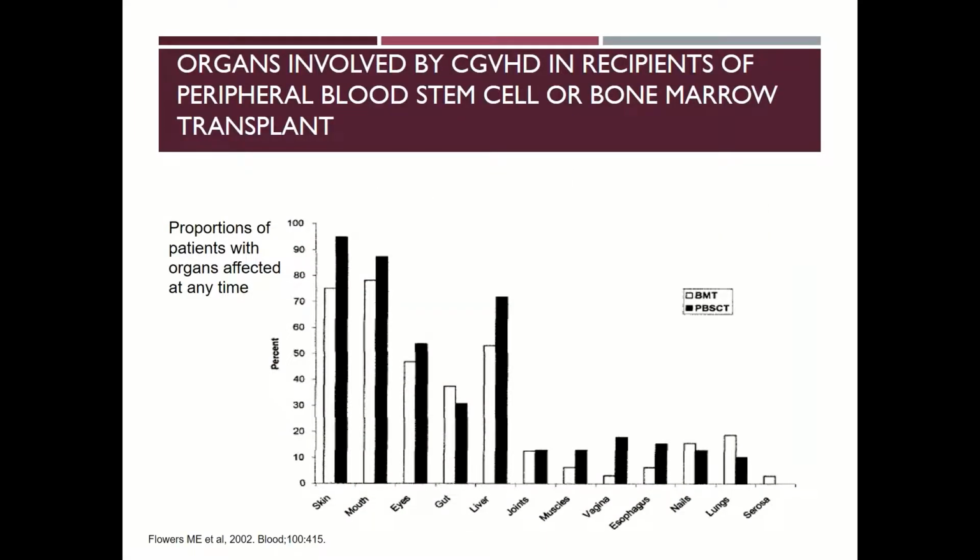If we look at the organs involved by chronic graft versus host disease in bone marrow and peripheral blood recipients, we can see that the majority of patients will have skin involvement and mouth involvement, followed by involvement of the eyes, liver, and gut. But also serosal surfaces, the lung, nails, genitalia, esophagus, muscles, and joints may be involved.